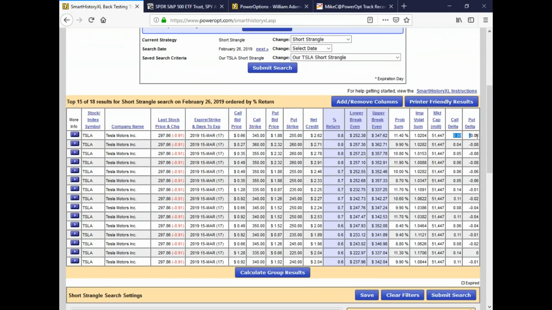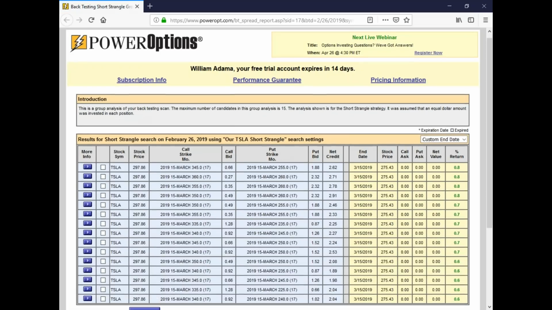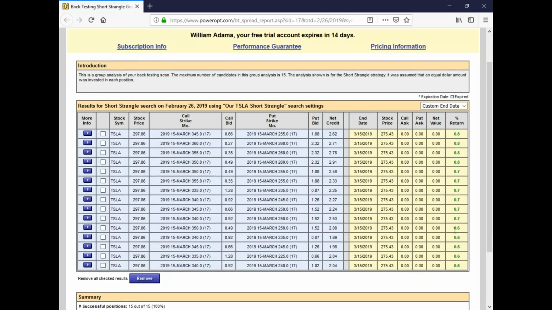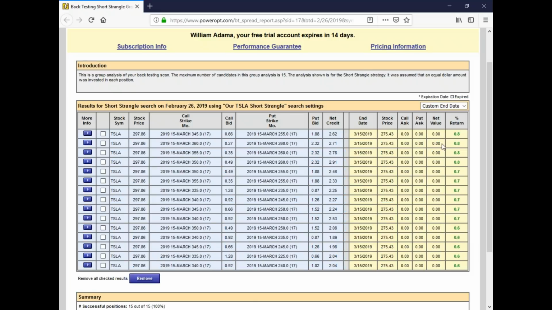Okay, so 14 delta, 12 delta, 13, 14, not really close to 16. Oof, sorry, just heard something drastic outside, sorry. All right, so the top 15 of 18 results, close to the delta you want. Let's go ahead and just check here. These were from February to March. That calculate group results is going to show me how each of those ended up. And all of them from February to March ended up full profit, I believe. That's, I think, expected, the full profit with the margin requirement we have for a short strangle, 0.8%, 0.7, 0.6.